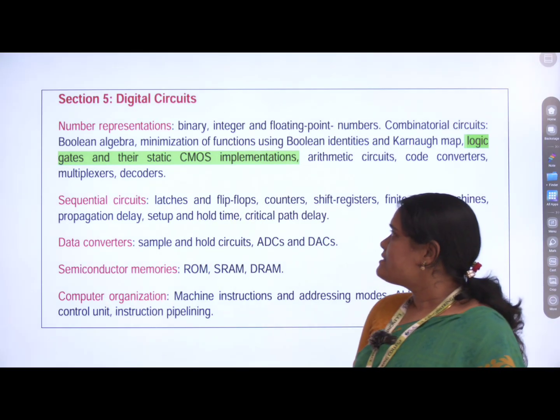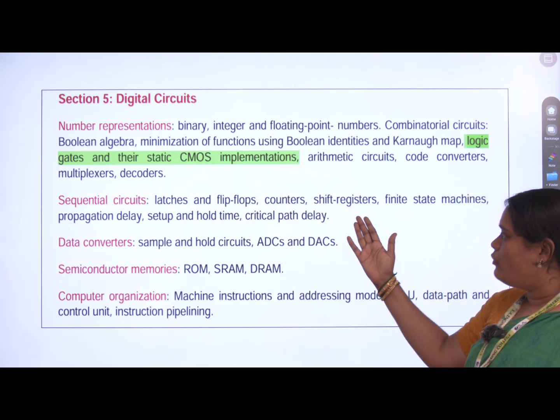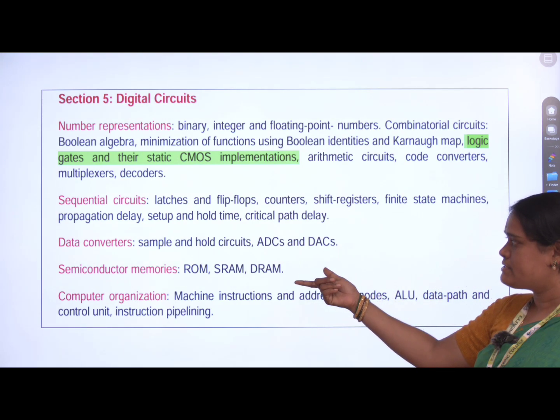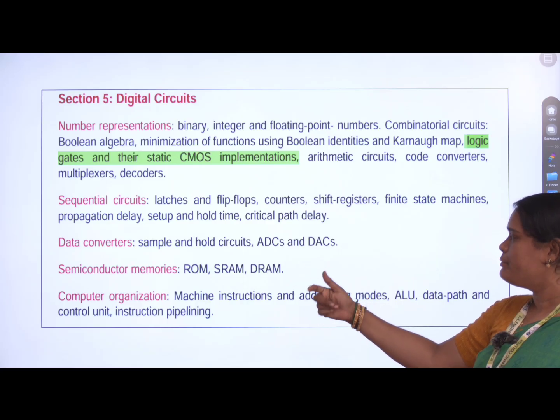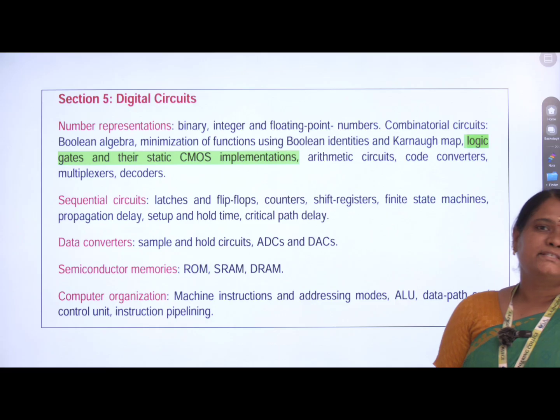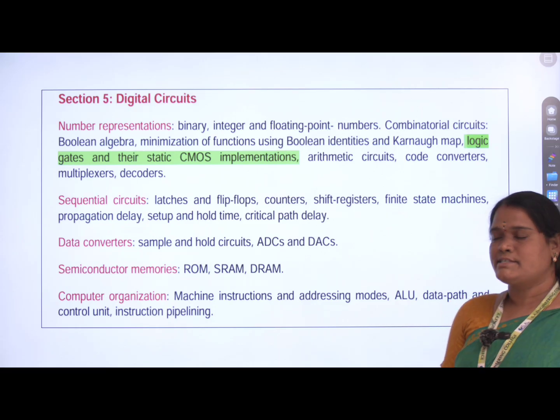So in Section 5 we have 5 categories of topics: number system representation, sequential circuits, data converters, semiconductor memories, computer organization. In that, I am going to explain logic gate implementations using static CMOS.